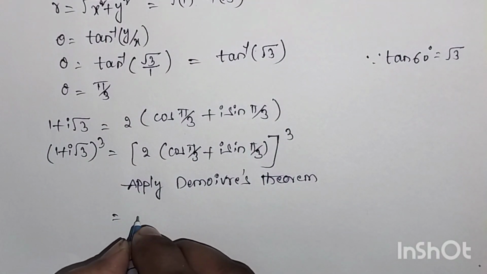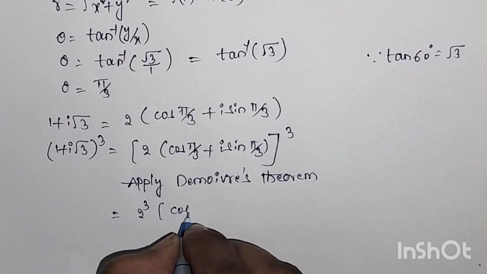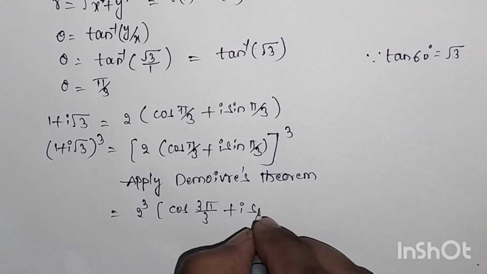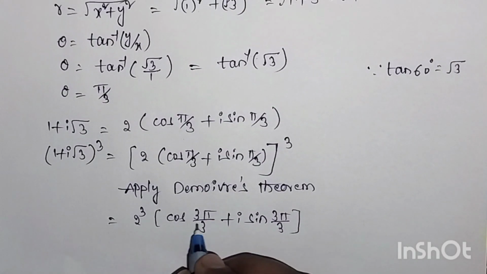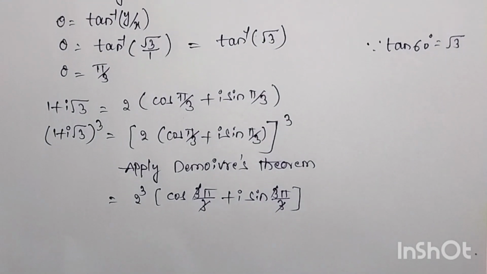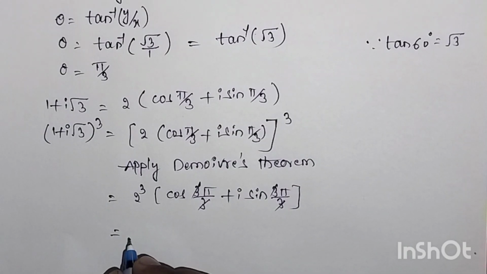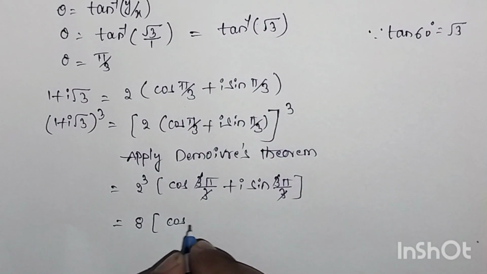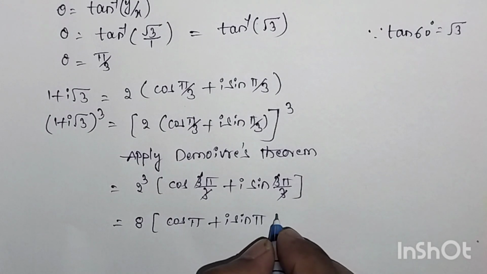That equals 2 cube of cos 3 pi by 3 plus i sin 3 pi by 3. So the 3s get cancelled. 2 cube is 8: 2 2s are 4, 4 2s are 8. So 8 of cos pi plus i sin pi.